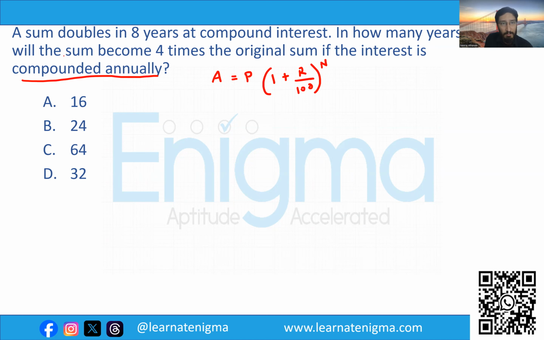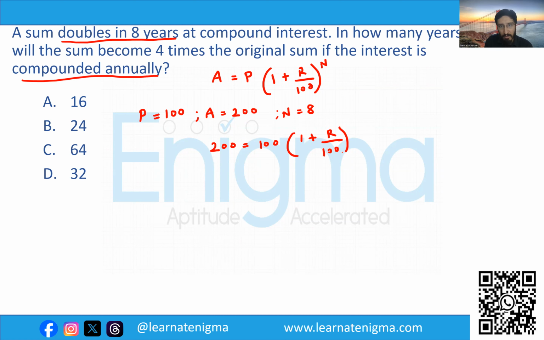Now the sum doubles in 8 years. So if we are investing P as 100, the amount becomes double, that is 200. So substituting these values here and N equal to 8, we get the equation as 200 is equal to 100 into bracket 1 plus R by 100 raised to 8. So we get the equation as 2 is equal to 1 plus R by 100 raised to 8.